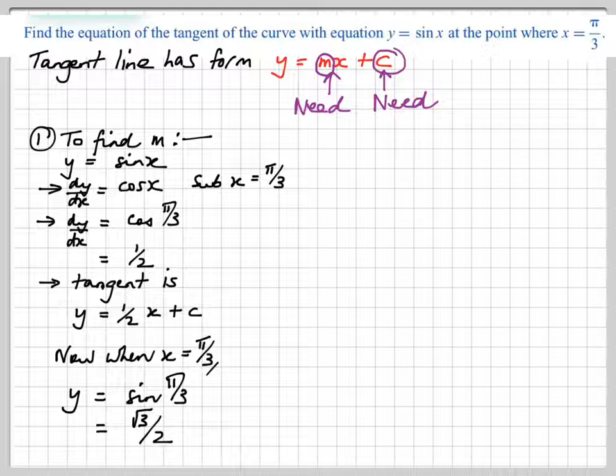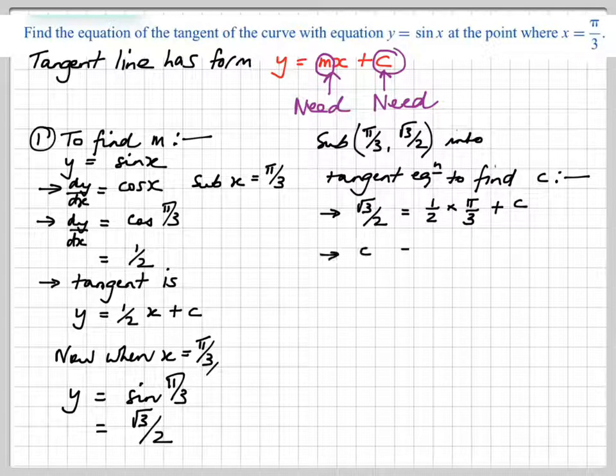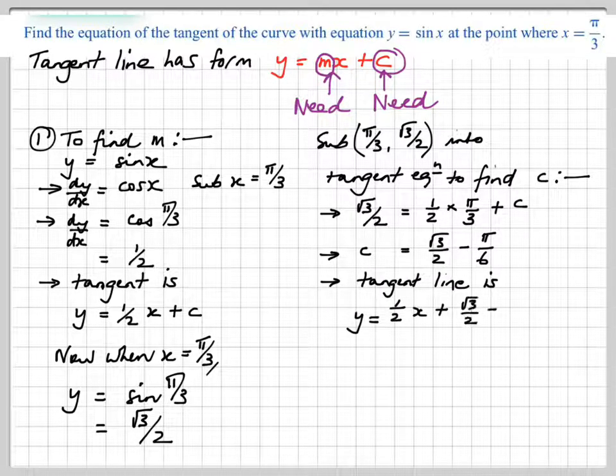So, alright, let's keep going. Therefore, what we're going to do now is sub that point, that's when x is pi on 3 and y is root 3 on 2, into that equation for the tangent to find c. And c will come out very easily, and there it is. So there is our equation coming up. The tangent line is this little beastie, and it looks very, very nice.